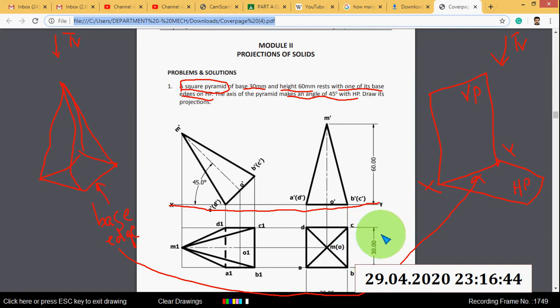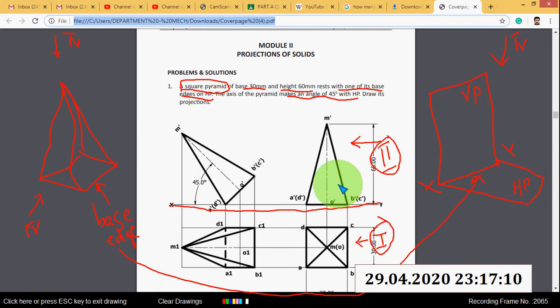Then you have to draw this figure. This is the first figure. Then project it and draw the second figure. This is the second figure. This is the front view. The front view of this object is actually a triangle.